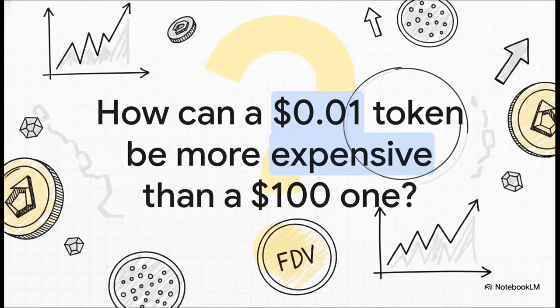So, back to our question. How can that 1 cent token be more expensive than the $100 one? Well, it's not a trick. It's just the fundamental truth about how you value these things. It's all about looking past that flashy sticker price. And trust me, by the time we're done with this, you'll get it completely. And even better, you'll know how to spot it yourself.